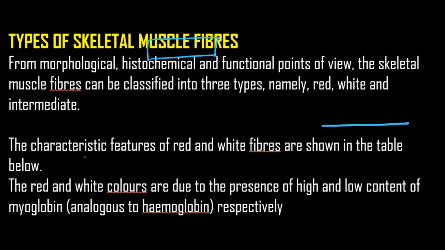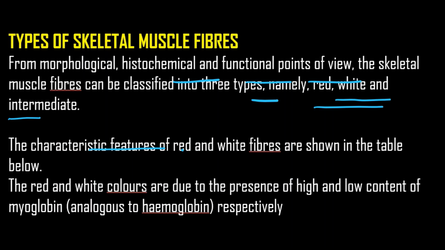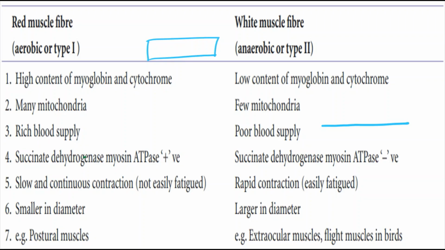Okay, now let's look at the types of skeletal muscle fibers. From morphological, histochemical, and functional points of view, skeletal muscle fibers can be classified into three types, namely the red, the white, and the intermediate types of skeletal fibers. The characteristic features of these three types of muscle fibers are due to the content of myoglobin.